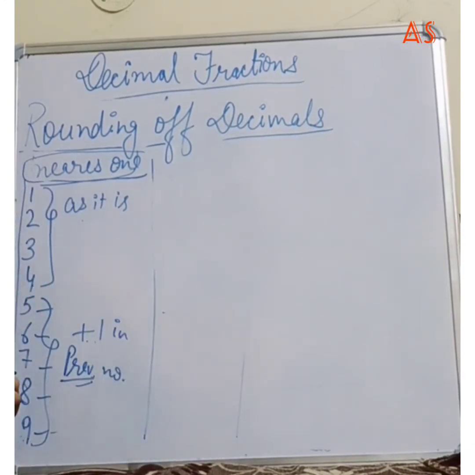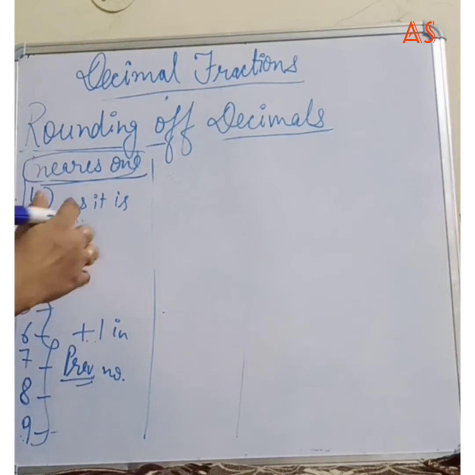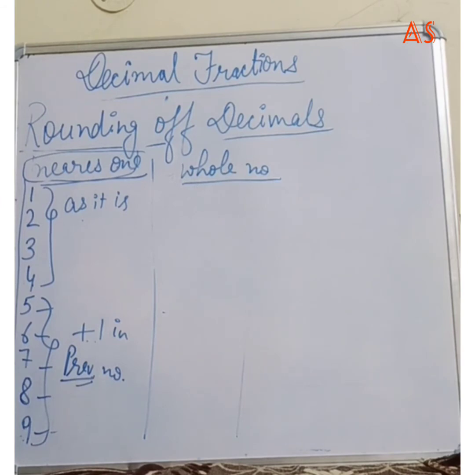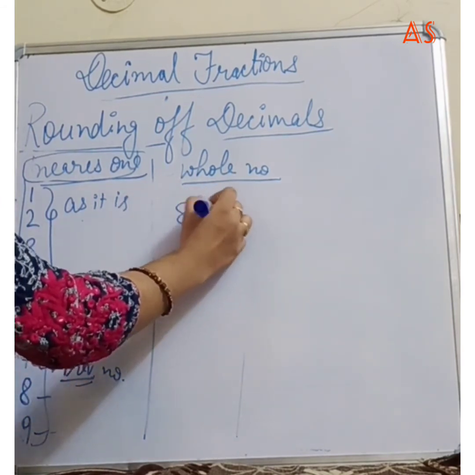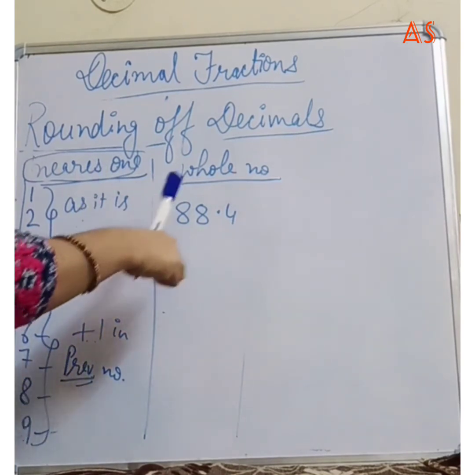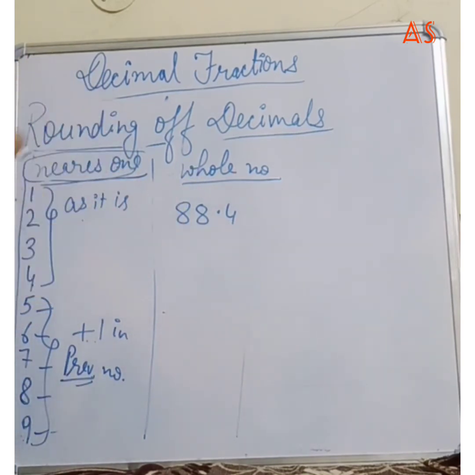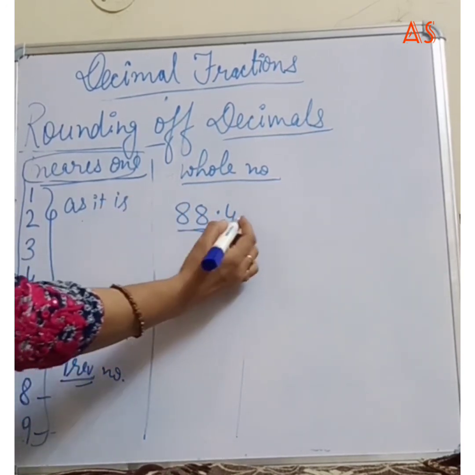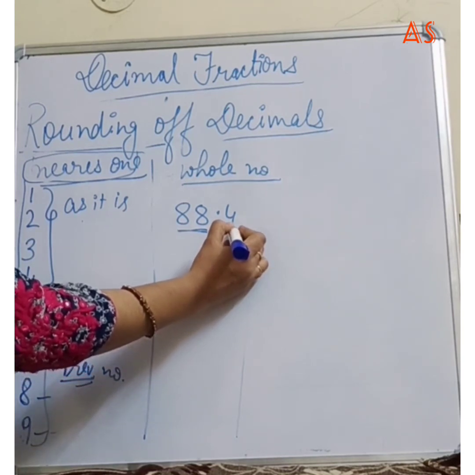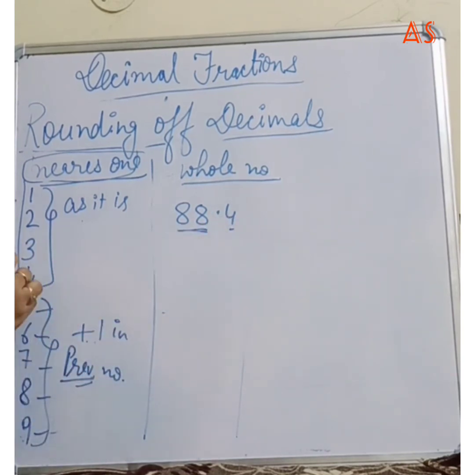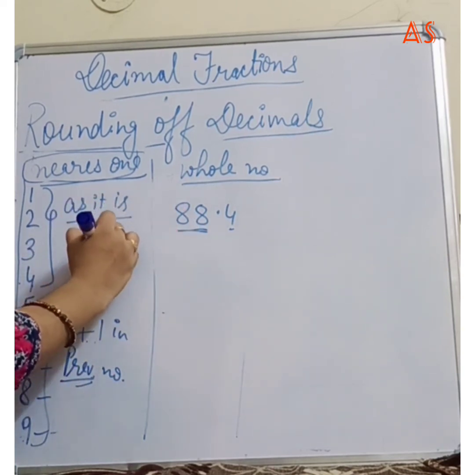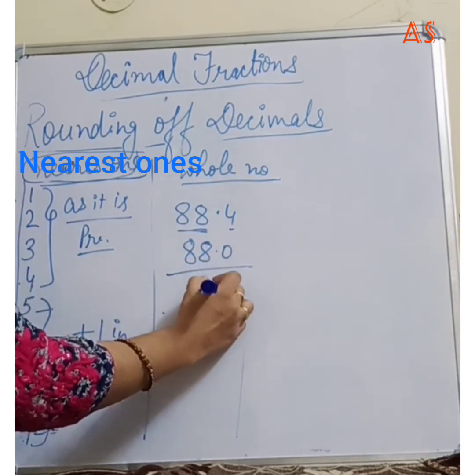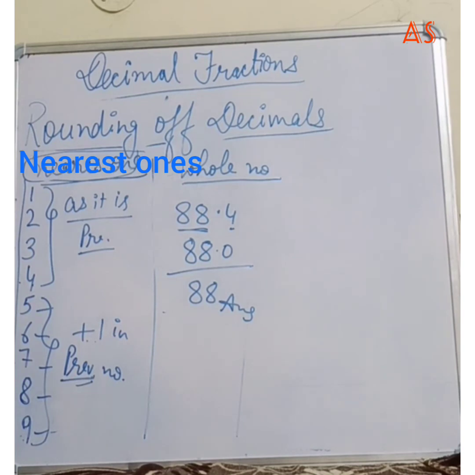Suppose now we are asked for rounding of a whole number. How to do whole number rounding? Suppose 88.4. Rounding a whole number means your exact value is 88. For this rounding, which number do we check after the decimal? The 10th place. This is 4, which is less than 5, so the previous number stays as it is. So 88 is our answer. 88.0 or 88 you can write. This is how we do the rounding of decimals.